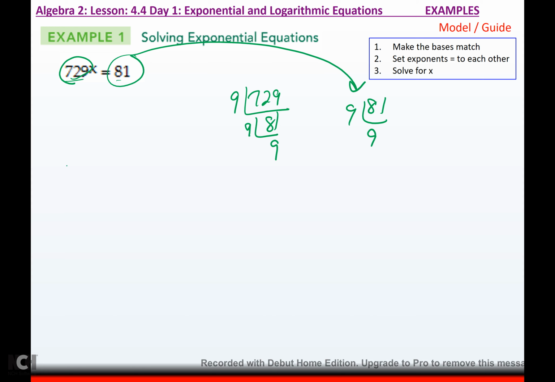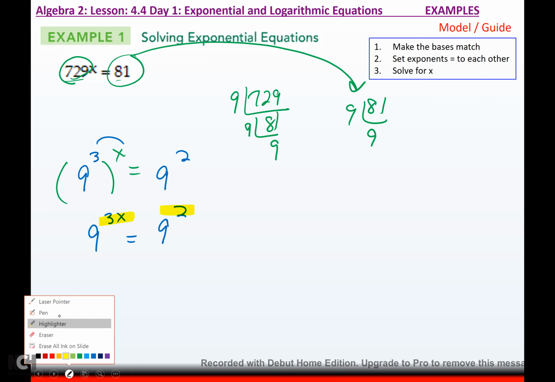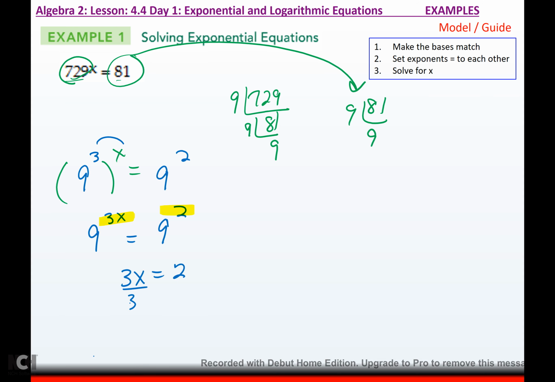So let's see, over here, I can rewrite 729 as 9 cubed, and 81 I can rewrite as 9 squared. Power of a power, that gives me 9 to the 3x equals 9 squared. My bases are now equal, so my exponents have to be. So I can claim 3x equals 2, divide by 3, and x equals 2/3.